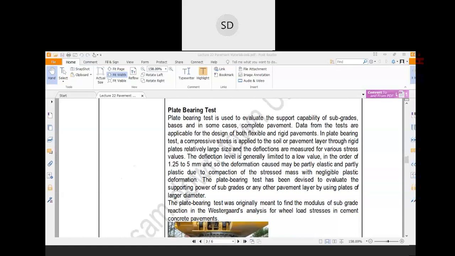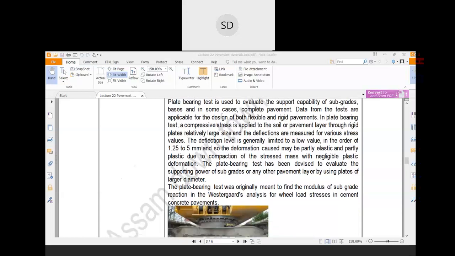Now the CBR test was only conducted for the subgrade courses, but the plate bearing test can be done for the subgrade, bases and in some cases complete pavement. Data from the tests are applicable for the design of both flexible and rigid pavements. Now in the plate load test, what happens?